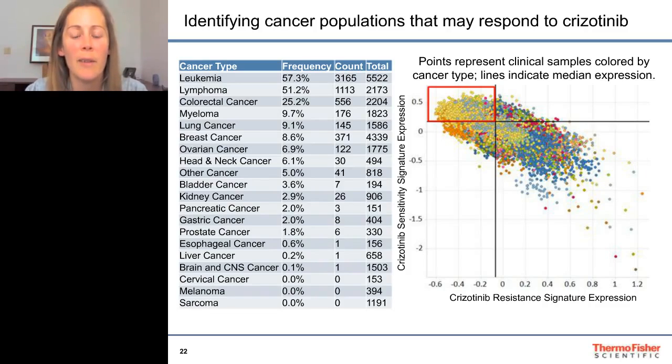The table on the left then provides for you the frequency at which each of these cancer types falls within that upper left-hand quadrant. And so I provide for you again the frequency in one column, the count, which are the number of samples that actually fall within the upper left-hand quadrant, and the total number of samples that have been measured. And so with this analysis, we would hypothesize that at least a portion of the samples that fall within the upper left-hand quadrant would actually be sensitive to crizotinib.